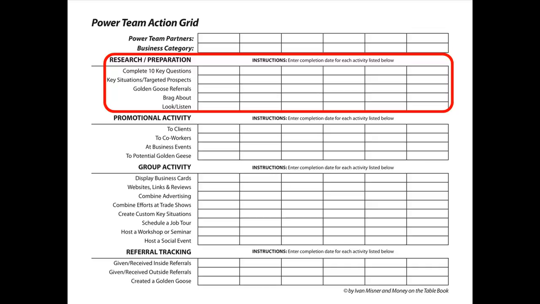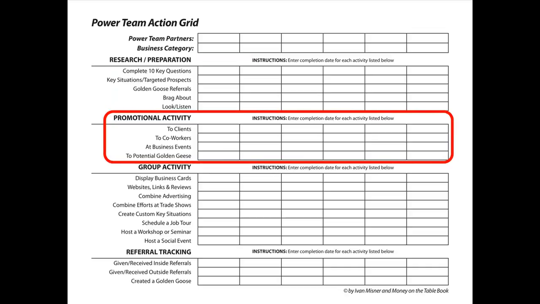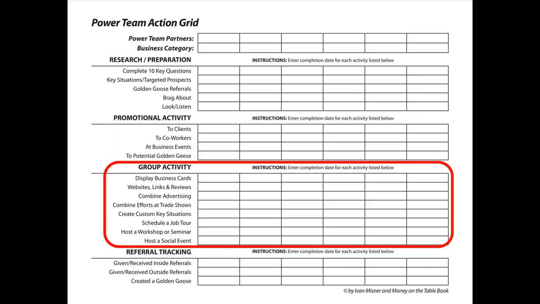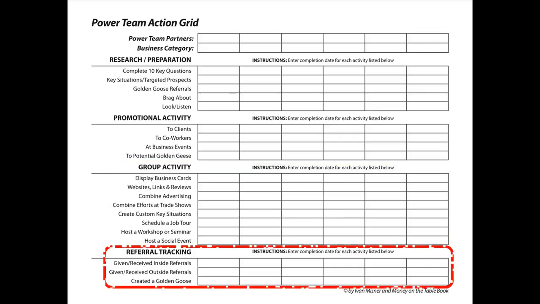So research and preparation has various elements that you go through on your own and then with your networking partners. Then we get into the promotional activity that actually generates referrals, and also the group activity that your power team can integrate into their ongoing lead generation activities. So again, this is just a quick overview of some of the tools and systems that we have in the Power Team Certified program, as well as a referral tracking feature where you can keep track of giving and receiving referrals, as well as creating Golden Goose referral sources for your networking partners.